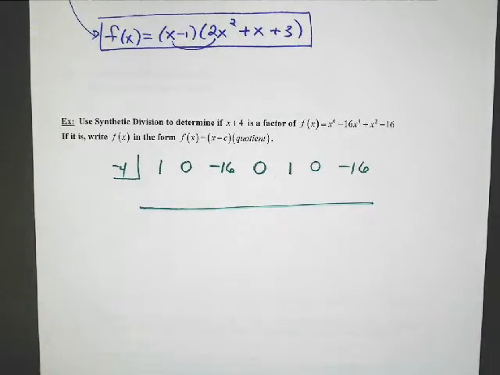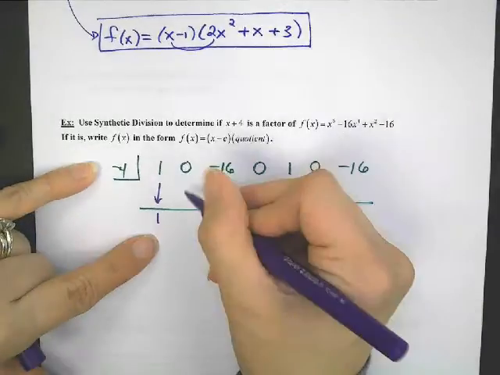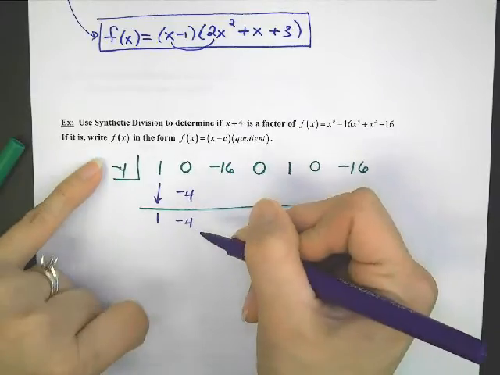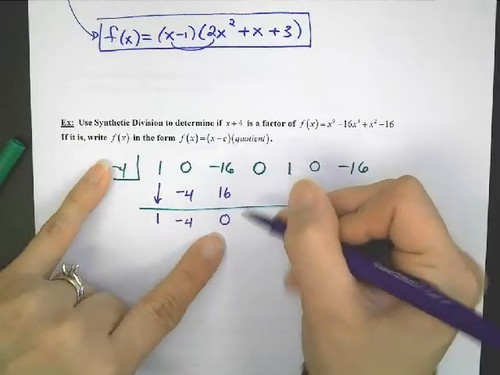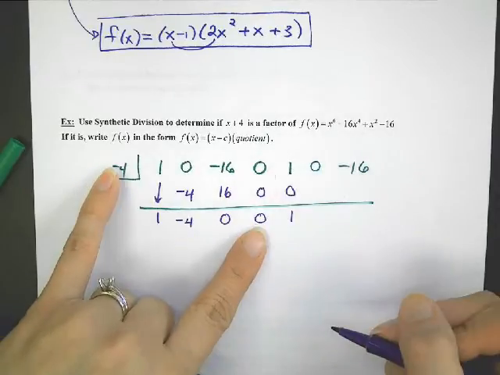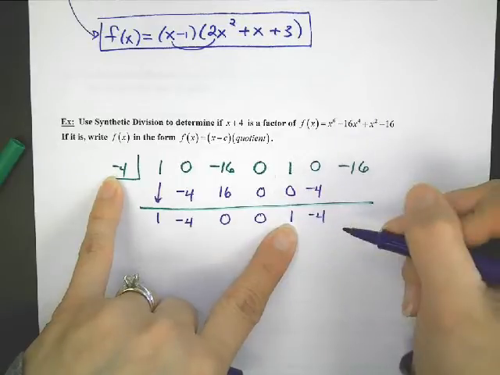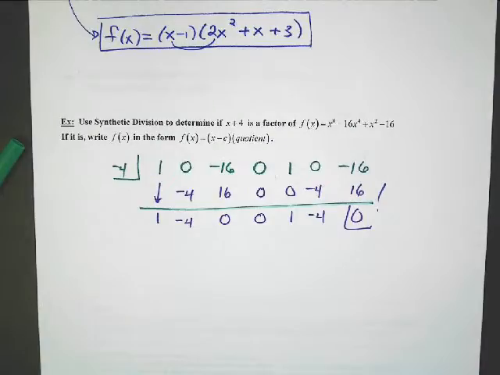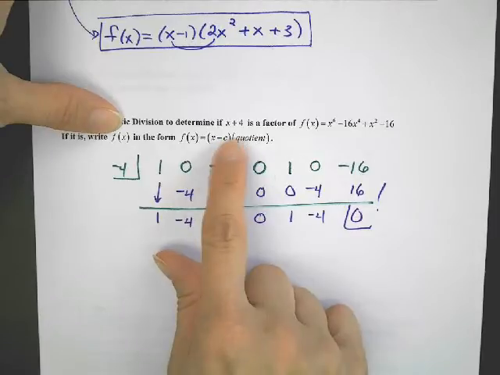Okay, here we go. The first thing we're going to do is drop it down. 1. Negative 4 times 1 is negative 4. Add that column. Negative 4. Negative times negative is positive. Ooh, made a 0. Something times 0 is 0. Add the column. Something times 0 is 0. Add the column. Negative 4 times 1 is negative 4. That adds up to negative 4. A negative times a negative is positive. It worked! It worked. As soon as it works, write it in the factored form.